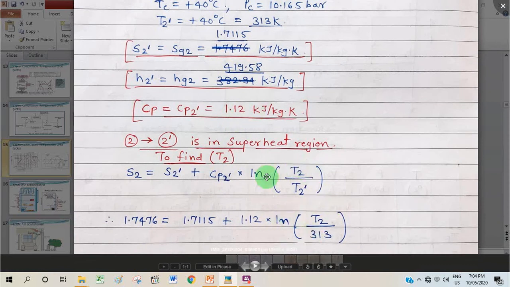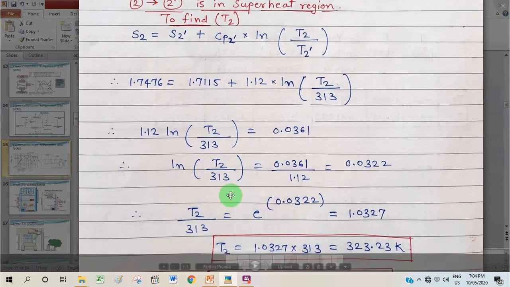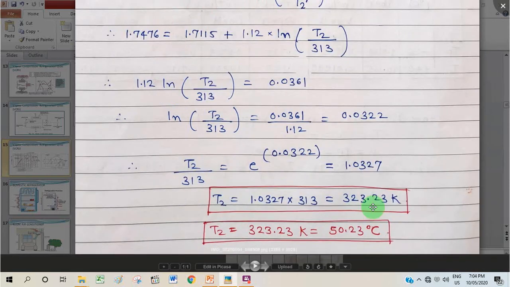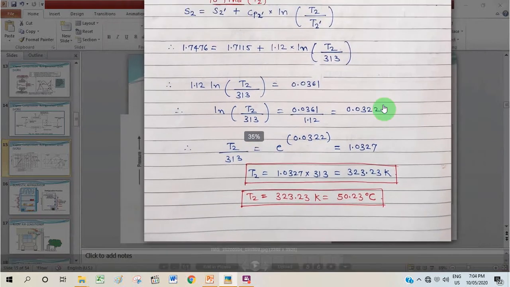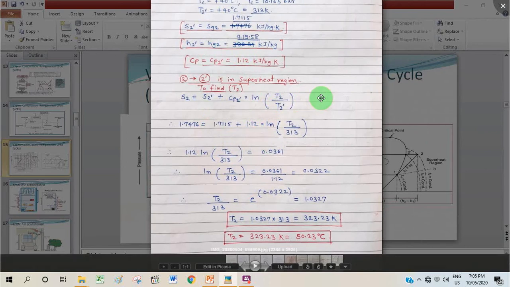Now this is the ratio of temperatures, so we have to use the absolute scale of temperature, that is Kelvin. So T2 dash in Kelvin is 313 Kelvin. Now by solving this equation in the logarithmic form, we have simplified by using e raised to this form. So we obtain T2 as 323.23 Kelvin, in degrees Celsius, 50.23 degrees Celsius, which is greater than 40 degrees Celsius. So this is the mandatory step. This is a very important step in solving the problem with the help of property tables.